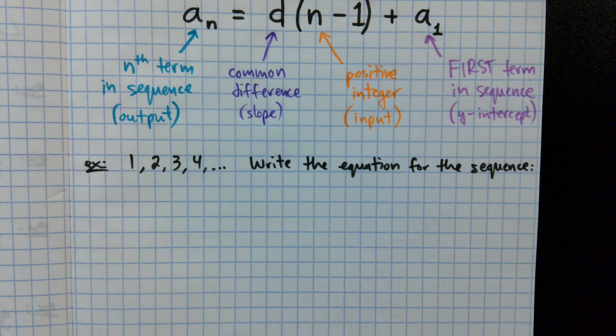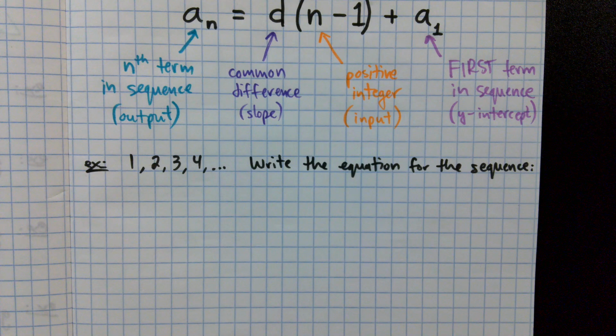Of these four different components that we have here, the nth term in the sequence, the common difference, a positive integer, and the first term in the sequence, all we're given is 1, 2, 3, 4, ... What can we figure out of those four things? What's one thing we can figure out right away? Liana? 1 is the first term in the sequence. Exactly. The first term in the sequence, boom, is 1.